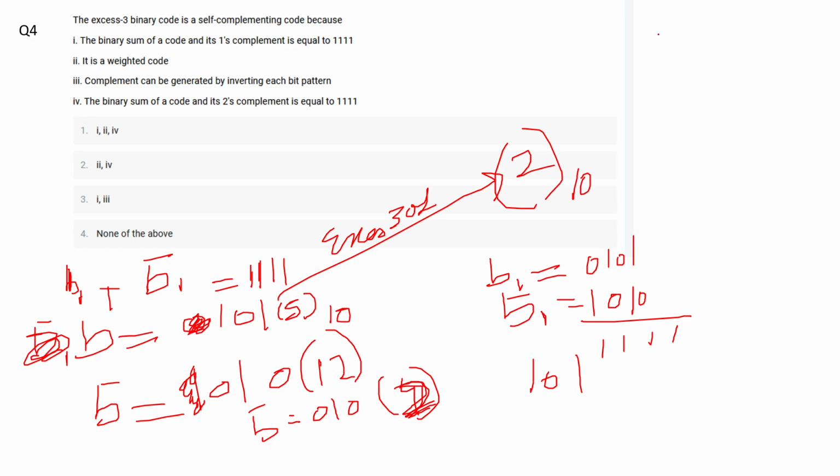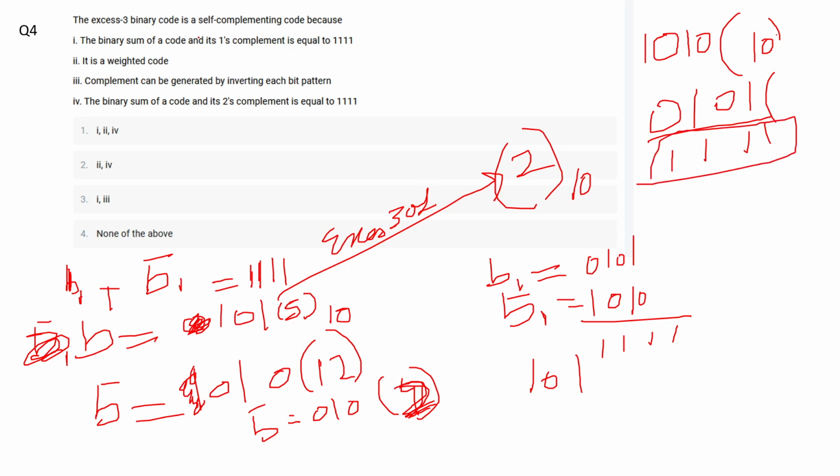But I think we have to take 4-bit inputs, so let me just correct it. Let's just say we have a number 1010, that is 8 plus 2 is 10. Its complement will be 0101. So this thing will be its complement, and if you add them, it will be 1111.